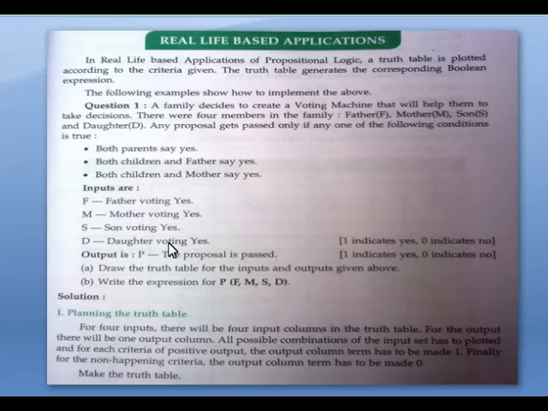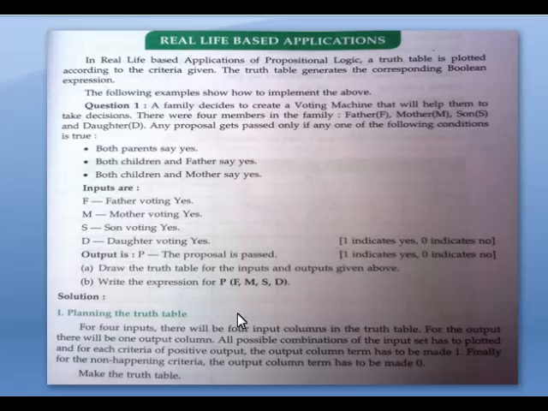So for the output you are using a variable B. This is the output variable and these 4 are the input variables. 4 inputs means it is 4 bits, 0 to 15. The numbers we use there are 1, 2, 4, 8. Draw the truth table for the inputs and outputs given above.